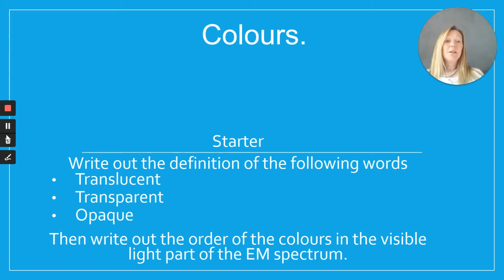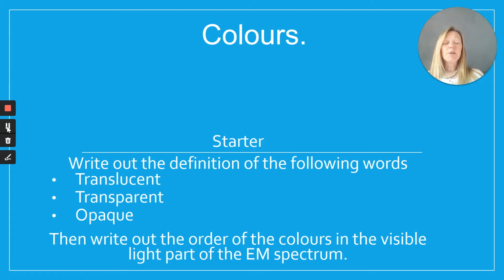So the last lesson in P5 is on colours. Before we start, you need to think back to Key Stage 3 and write out a definition for these three words: translucent, transparent, opaque. And once you've done that, have a think about the colours of the rainbow. So that's the visible light part of the electromagnetic spectrum, and you need to know the order of those.